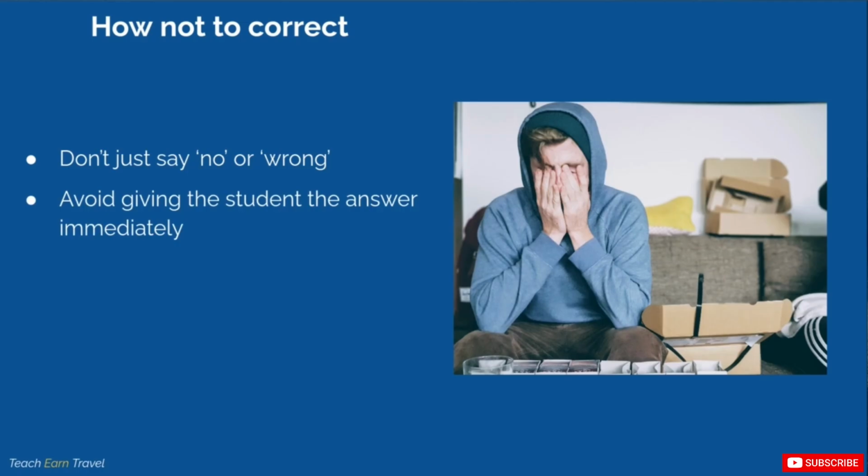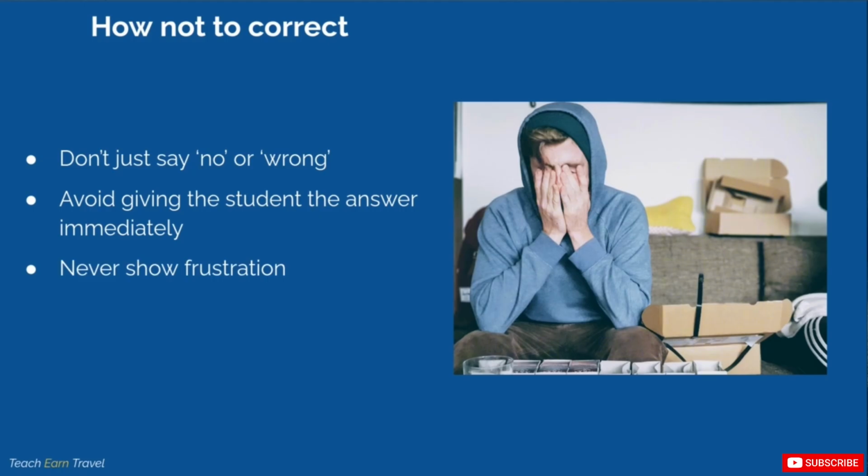We talked about this before. Avoid giving the student the answer immediately. Sometimes you might do this by mistake. The student gives the wrong answer and you immediately give the right answer. Just take a second to think about why that's damaging for the student's learning. Why is this not a good thing to do? Because we want to be encouraging the student to figure things out for themselves. So in giving them the answer, we take that opportunity away from them.